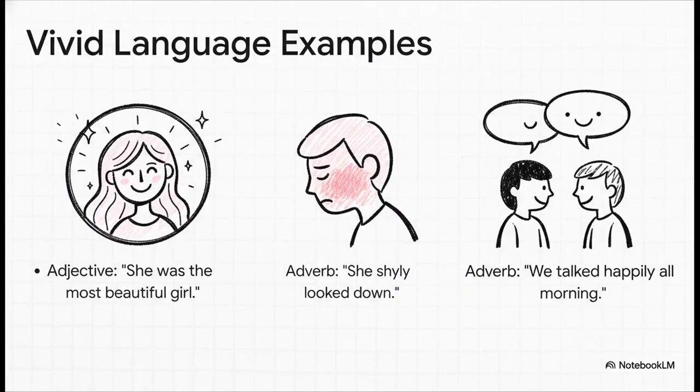She wasn't just a girl, she was the most beautiful girl. That tells you so much about how the storyteller sees her. She doesn't just look down, she looks down shyly. Boom, instant personality. You didn't just talk, you talked happily all morning. That tells us the whole vibe of the conversation. See, every one of these descriptive words adds a new layer of color and meaning.